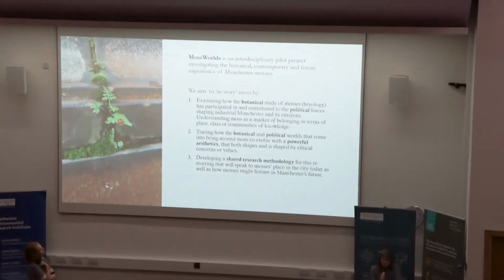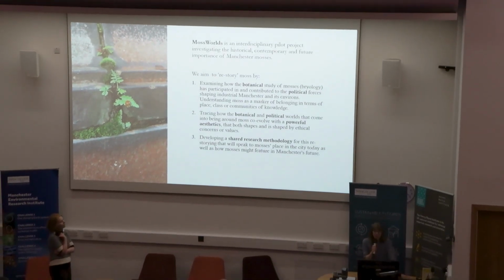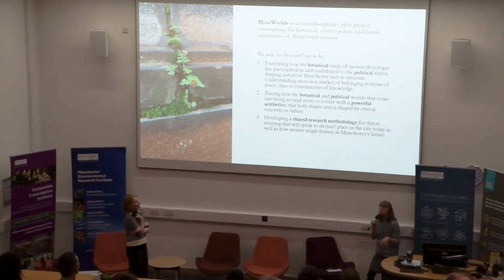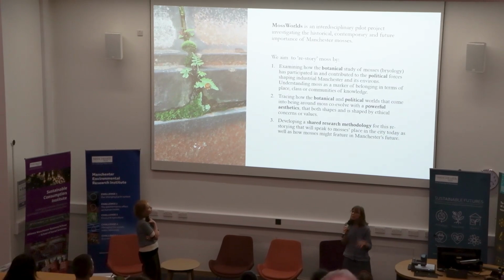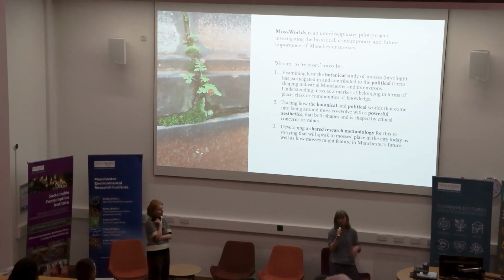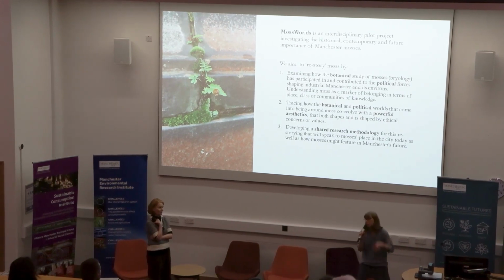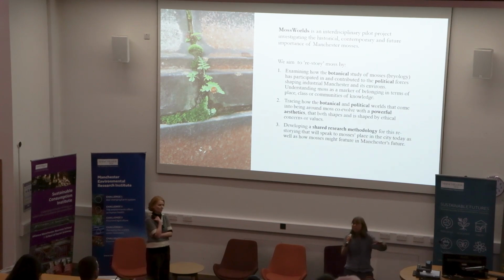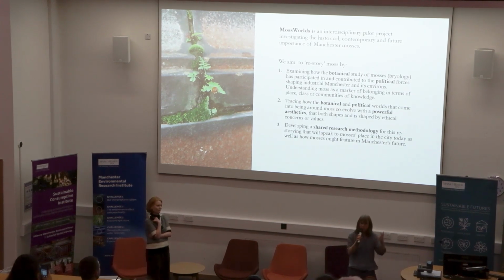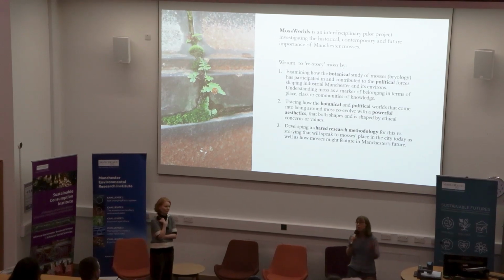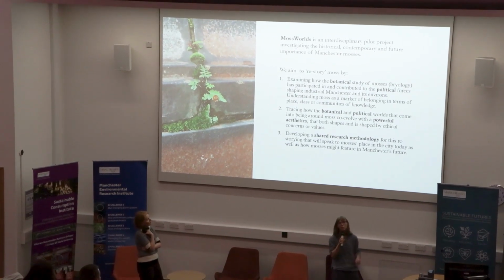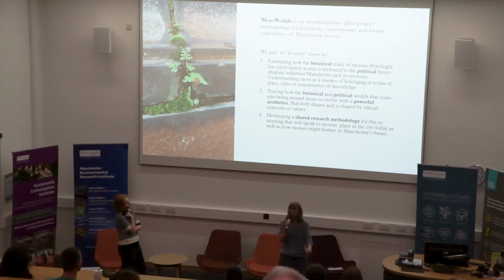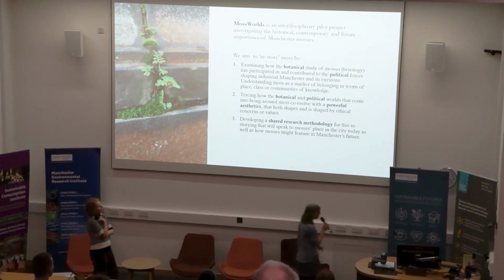So we're examining how the botanical story of mosses, that is biology, has participated in and contributed to the political forces shaping industrial Manchester. We're starting with the project at this stage in Manchester. Manchester is so important to the story of mosses, not only because it's built on mosses, but also because it's here that the draining of mosses, which was seen as central to the project of modernity and progress, really takes root, from the draining of Chat Moss just outside Manchester for one of the really early railways, the first timetabled railway.